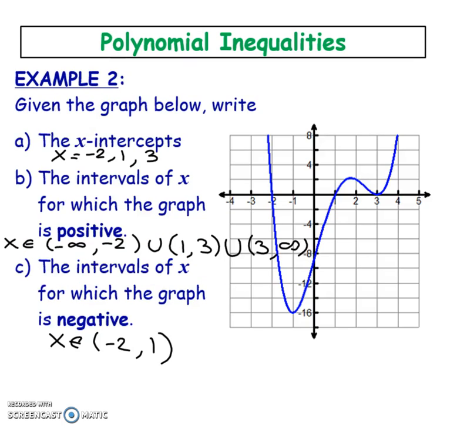Here's another example. They gave us a diagram. They want the x-intercept, so we could easily look at the x-intercepts from the graph. Then that's going to help us set up our intervals. So what intervals make it a positive? So positive means positive y values. So right here is above the x-axis, right here, and right here.